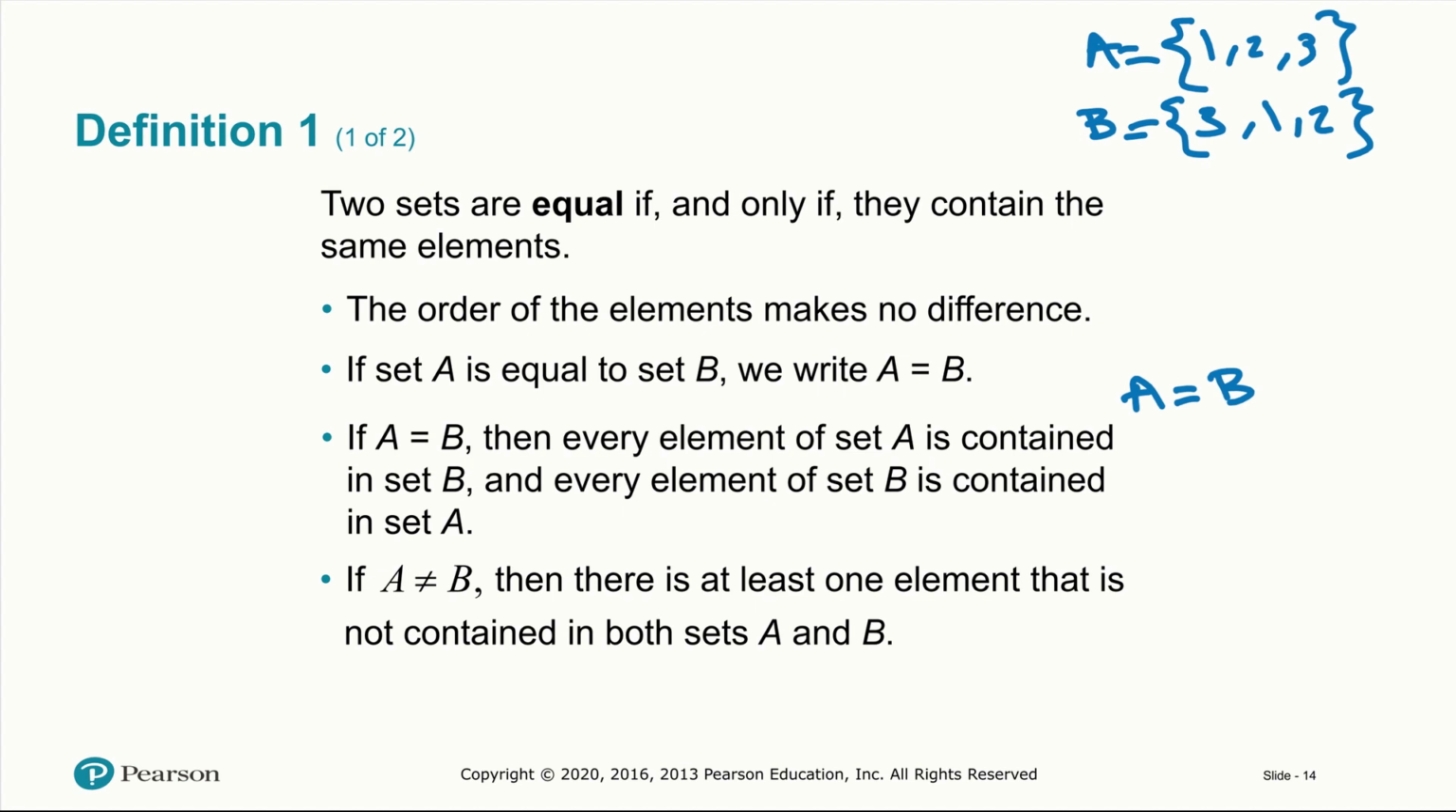Now, if I had another set, C, which also contained the element 4, we notice that A is not equal to C and B is not equal to C either. Because remember, the requirement for inequality is that there is at least one element that's not in both of those sets. 4 is not in both A and C, and 4 is not in both B and C either. So neither A and C can be equal, nor B and C. All right.